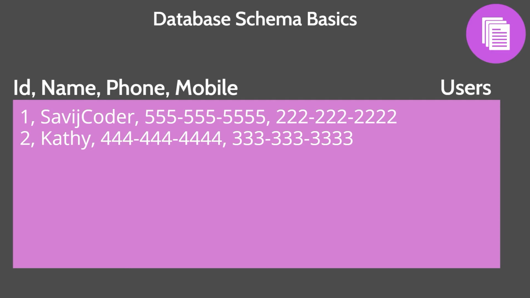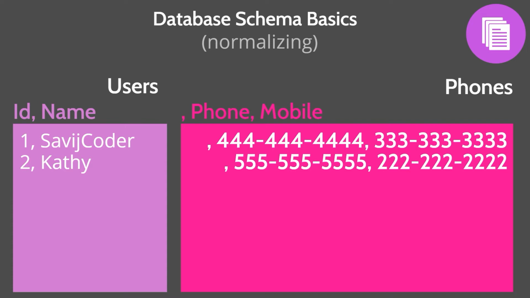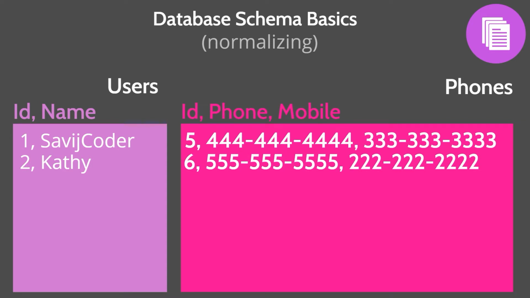So what if we split this out? What if we keep our ID and our name in one table, and then we move our phone numbers to another table? So now we have a users table that just has the original ID and name, and we have a phones table that so far has our phone and our mobile phone. So let's add an ID to our rows so that our phone data has an ID for each row that makes these things unique. So now, just like our users table, we have an ID and we have a phone and a mobile phone. But there's a problem here. How do I tie my phones back to my users?